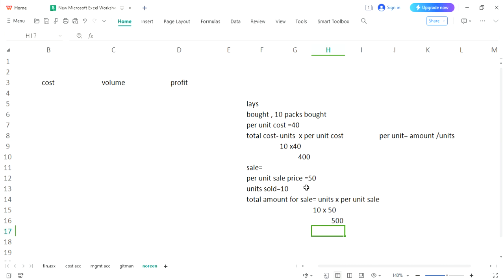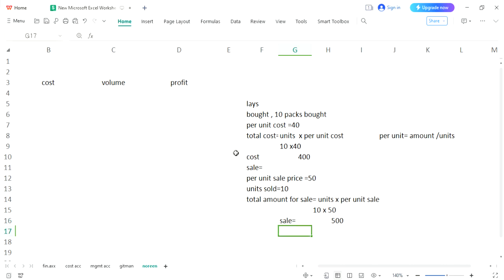Kindly consider my request. This is not a complicated procedure. This is not cost or management accounting. This is a very simple procedure, a very simple phenomenon where we have calculated simple things. Like we have calculated this cost, the total cost which is incurred over here. And secondly, we have calculated the total amount of sale which is written over here.